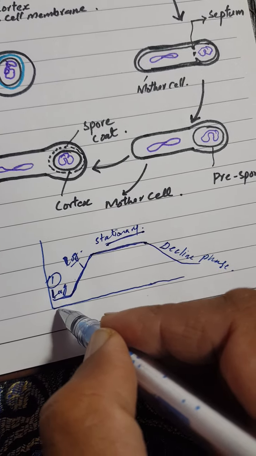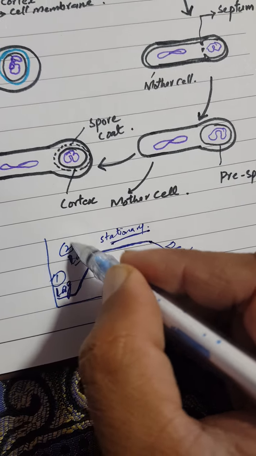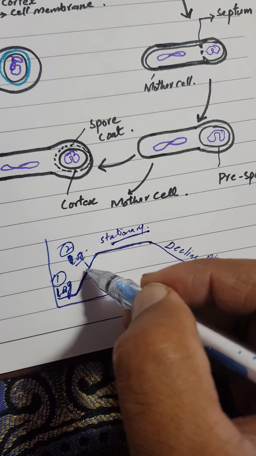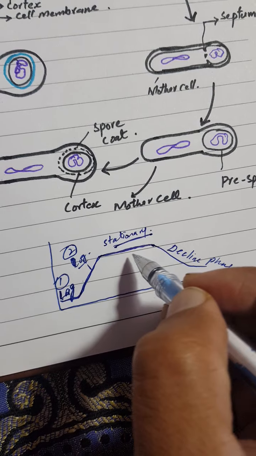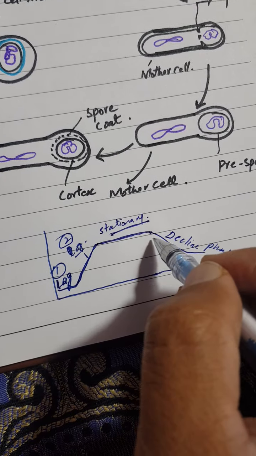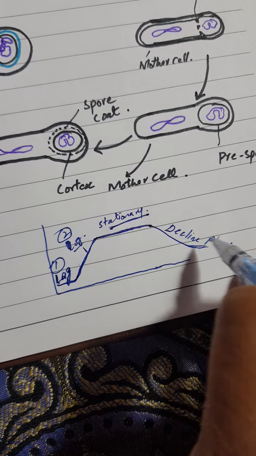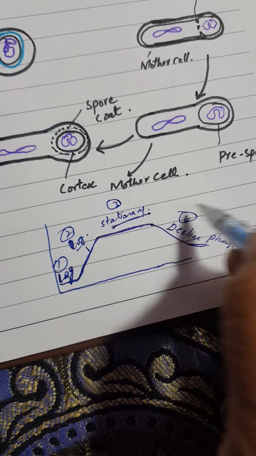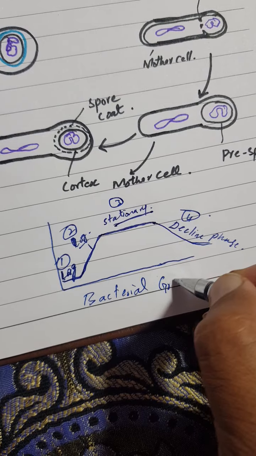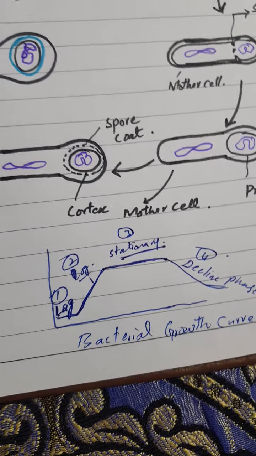First is the lag phase, the no growth phase. Second is the log phase, the rapid growth phase, in which growth occurs at an exponential rate. And then there is the stationary phase, in which the death rate and birth rate of the bacterial cells are equal. And then there is the decline phase, when the death rate is far more than the birth rate. These are the 4 phases of the bacterial growth curve. You have already studied it. I just wanted to remind you. So it is the bacterial growth curve.